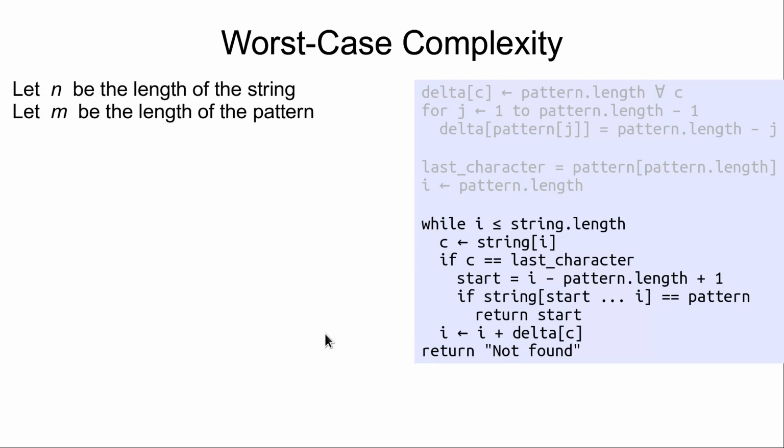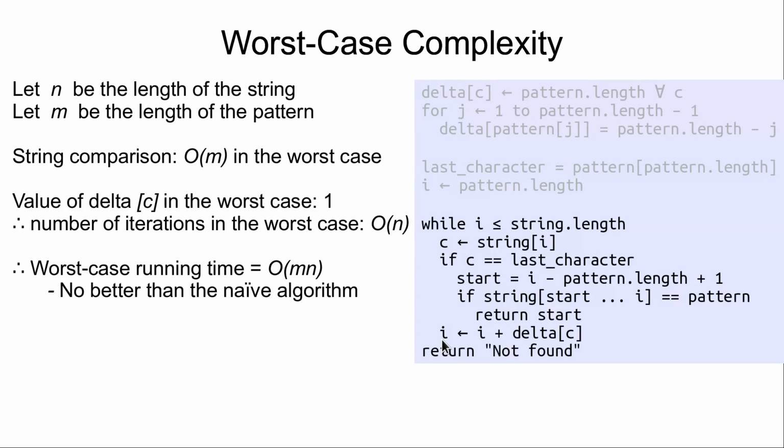So what's the complexity of the algorithm? Well, when we're comparing the proposed match with the pattern, the worst case is that we need to compare every character. If the length of the pattern is n, then this means that there are n comparisons in the worst case. The minimum distance that we can shift at each iteration is 1, so the largest possible number of iterations is the length of the string minus the length of the pattern. If the length of the string is n, then the worst case running time is big O of n times n, which is no better than the naive algorithm.